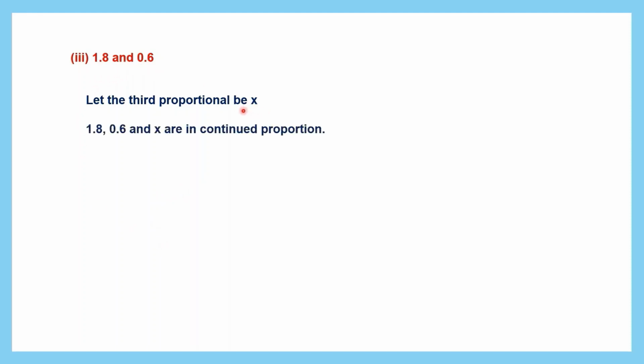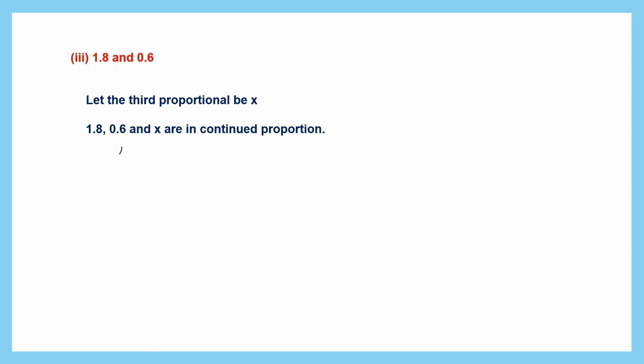Question 3. So again, here we have two quantities, 1.8 and 0.6. So let the third proportional be x. Now we say that 1.8, 0.6 and x are in continued proportion. So what do we mean by that? It means that the ratio formed by the first and the second quantity is equal to the ratio formed by the second and the third quantities. So let's write that down.